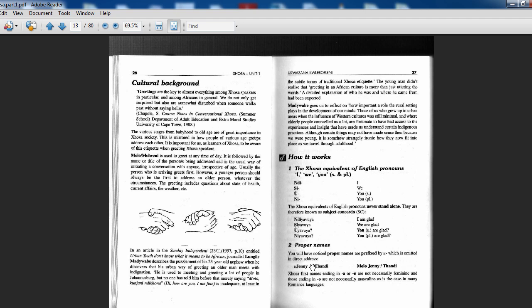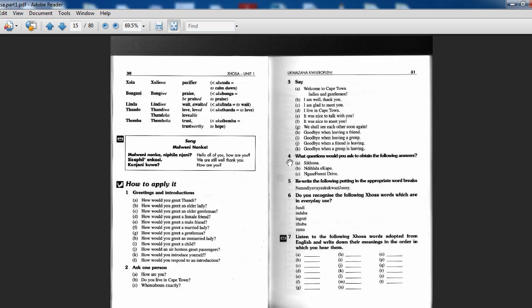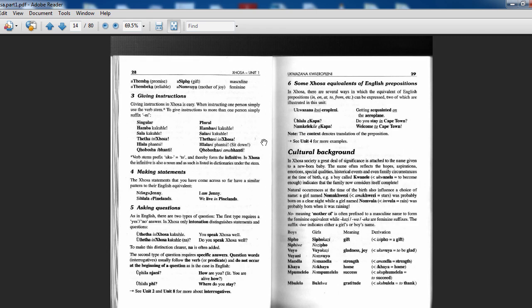2, proper names. 3, giving instructions. 4, making statements. 5, asking questions. 6, some Closha equivalents of English prepositions. And where's 7? I don't think they had 7. They didn't really have 7 explanations. So you want to go through all those and see what they're talking about. You're going to do this for all the chapters.